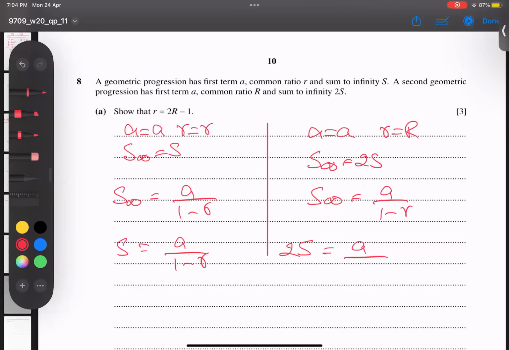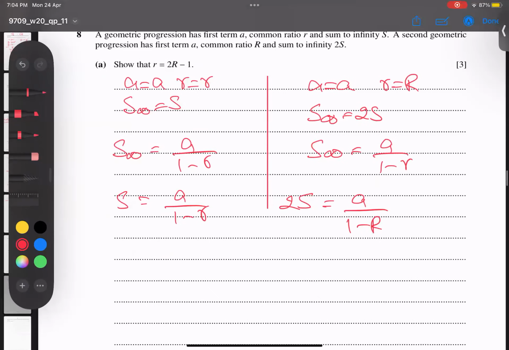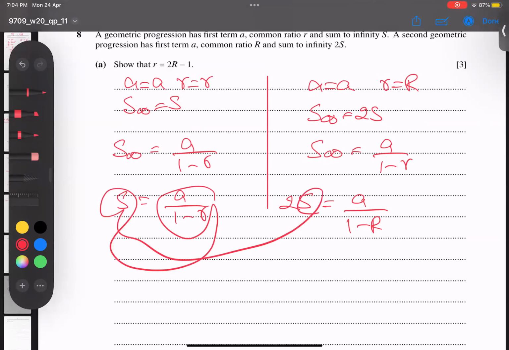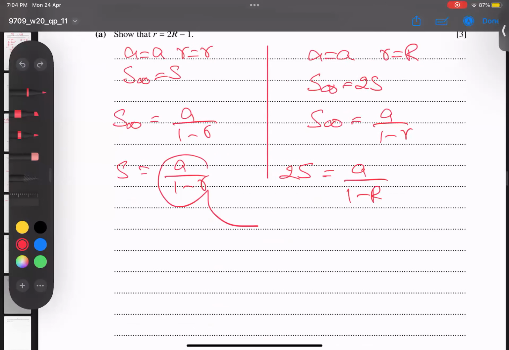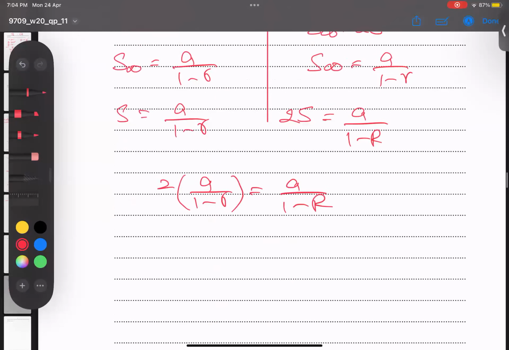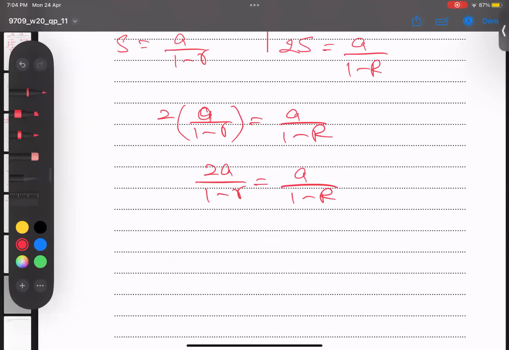And A is A and the ratio is capital R. So this whole value of S will go here, so I'm keeping the whole thing here. It will turn out to be 2 times 2A over 1 minus r equals A over 1 minus capital R. But these two can multiply inside even. So it becomes 2A over 1 minus r and A over 1 minus capital R. Cross multiply: 2 times 2A and 1 minus capital R, and A times 1 minus small r.